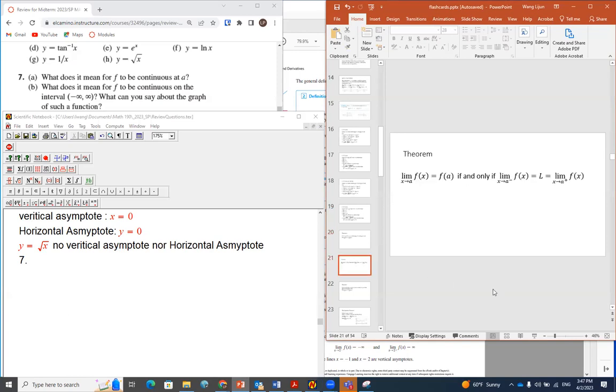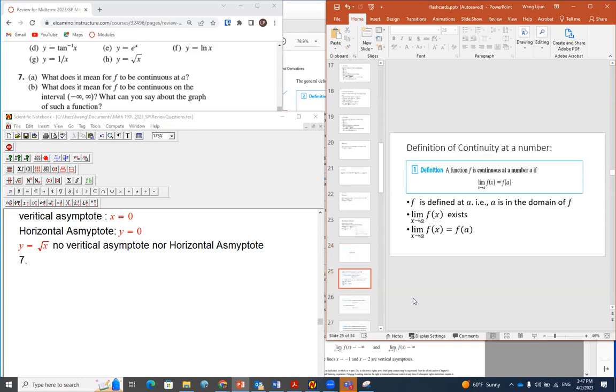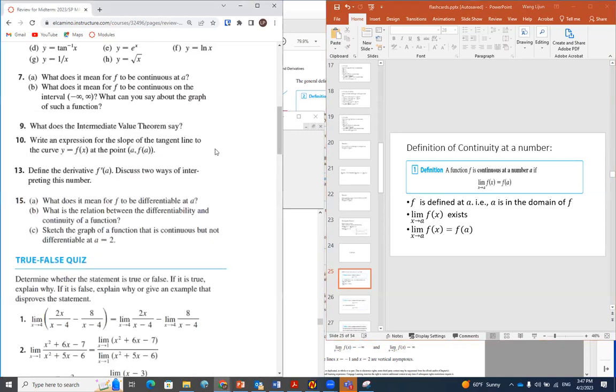we are pretty familiar with, right? So where's that definition? It's coming up right here. The definition is right here. So that's number 7. Number 9, what does the intermediate value theorem say?